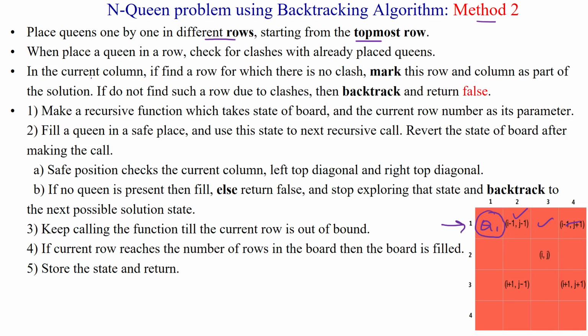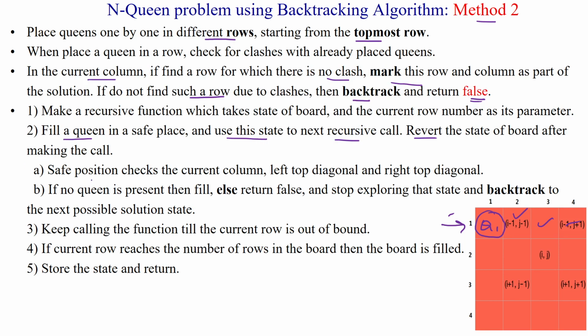So if we find a position in the current row and current column without clashing, then we can mark that row, column as a safe position. If we do not find a safe position in the particular row, then we have to apply backtracking and return the false statement. To fill the queen in the safe position, we have to use this particular place state, leading to the next recursive call, and it will return the particular state as a safe position to make the recursive call.